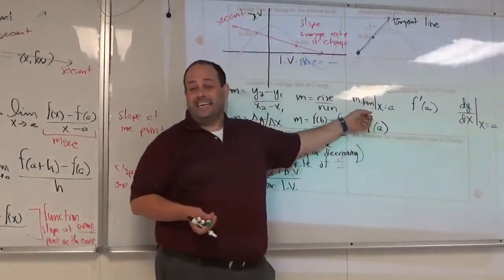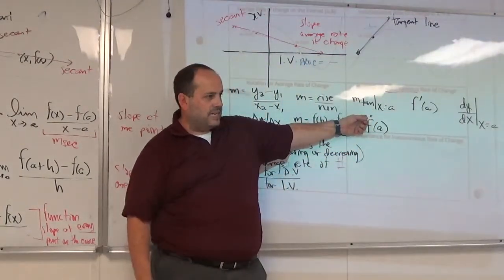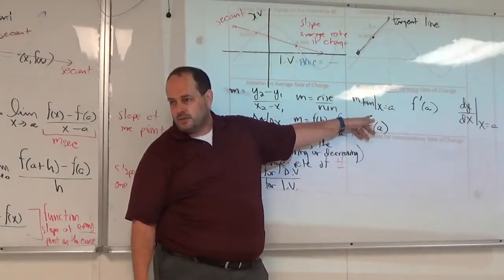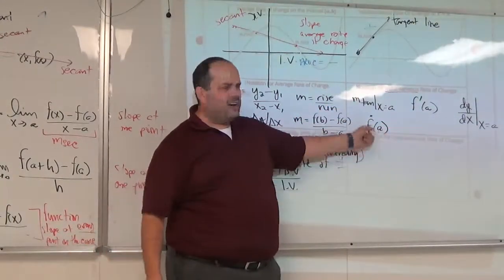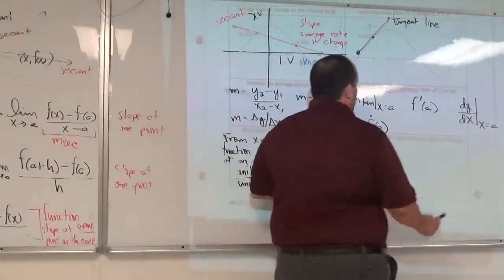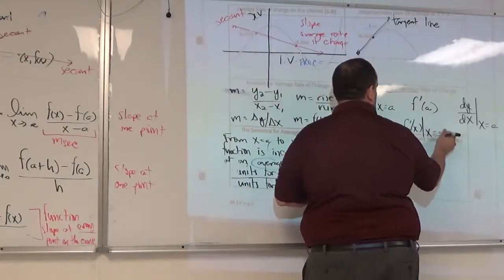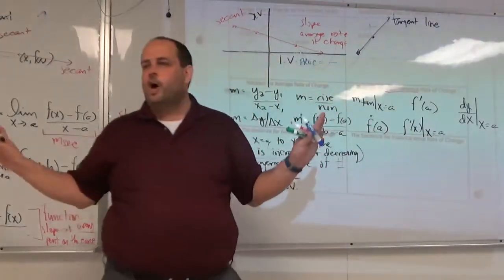They use f dot. Those of you that are going to go off and study engineering, they use dot notation sometimes as well. But it just means derivative. I don't use this one very much. They're also going to do f prime of x with the vertical bar at x equals a. They all mean the same.